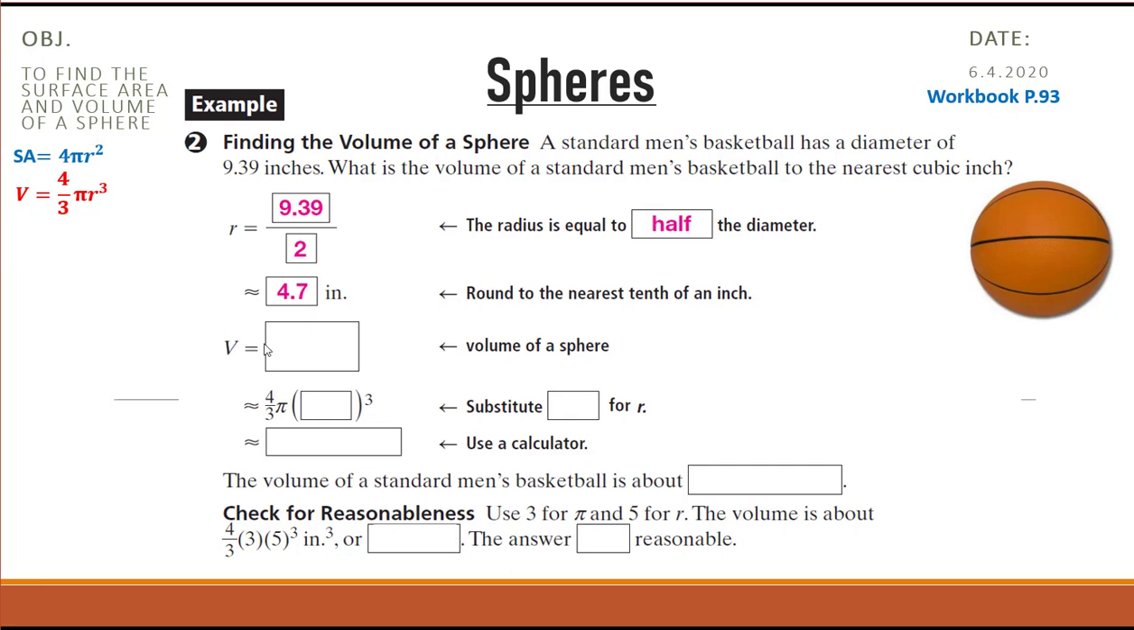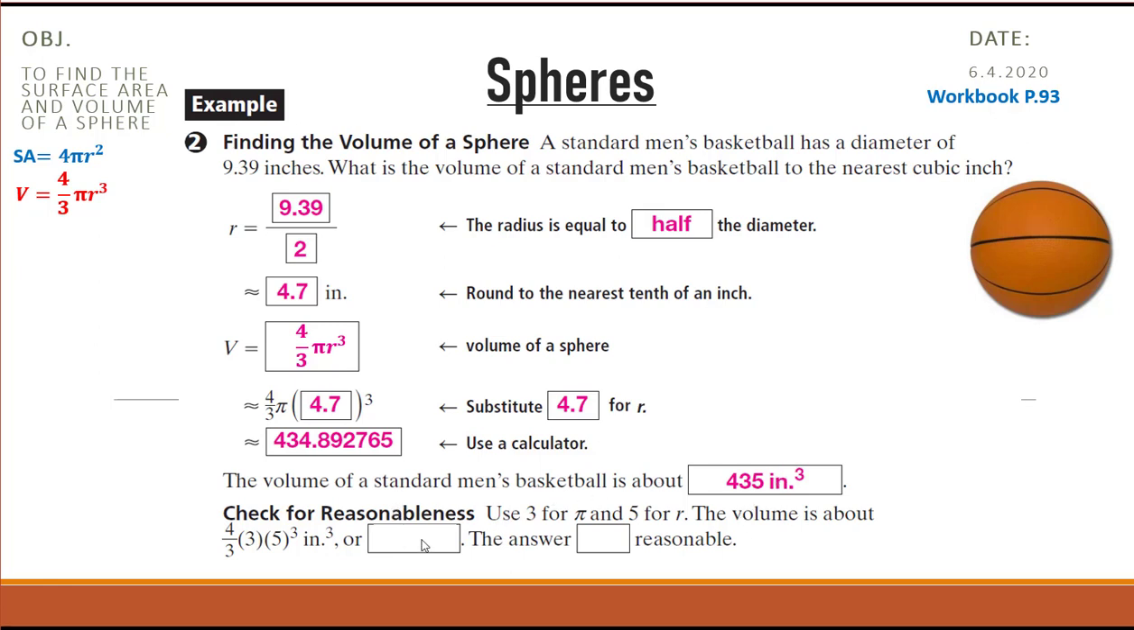Now, the volume. The rule of the volume is 4/3 pi r cubed. So, substitute r, it will be 4.7. And just use your calculator, you will find the answer approximately 435, because here we have 8 and 8 is greater than 5, so this 4 will be rounded up, add 1 to it. Okay, so now we have the answer 435.